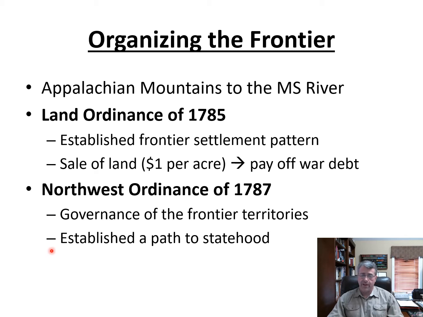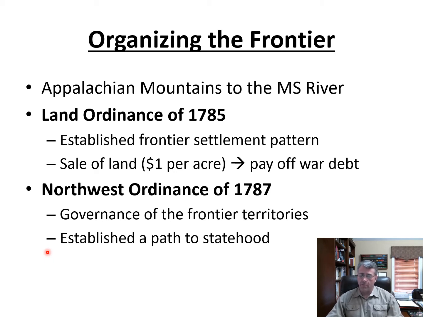Once that territory has achieved more than 5,000 adult males, and we're referring to adult males here because they're the only people who are eligible by law to vote in any elections, the people of that territory can elect a legislature. So here we're seeing the beginnings of a government being established based on the population of that territory.